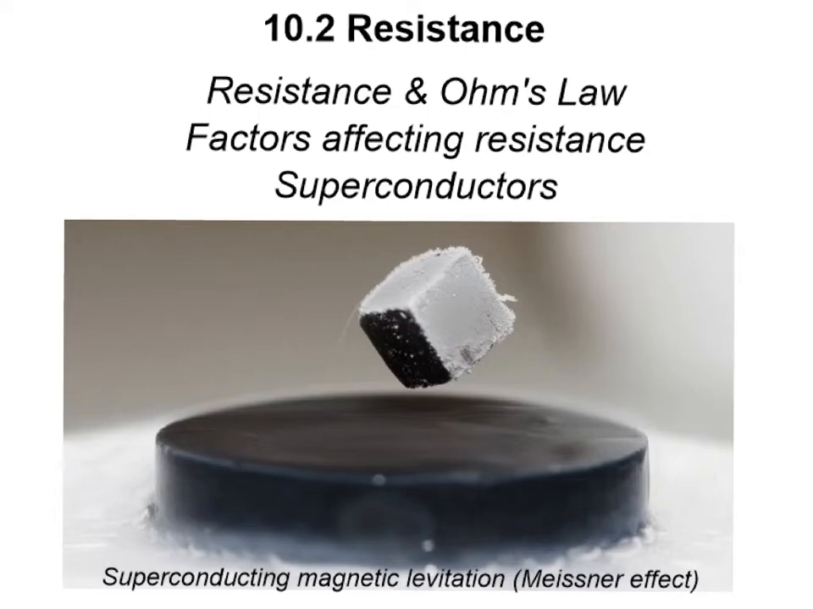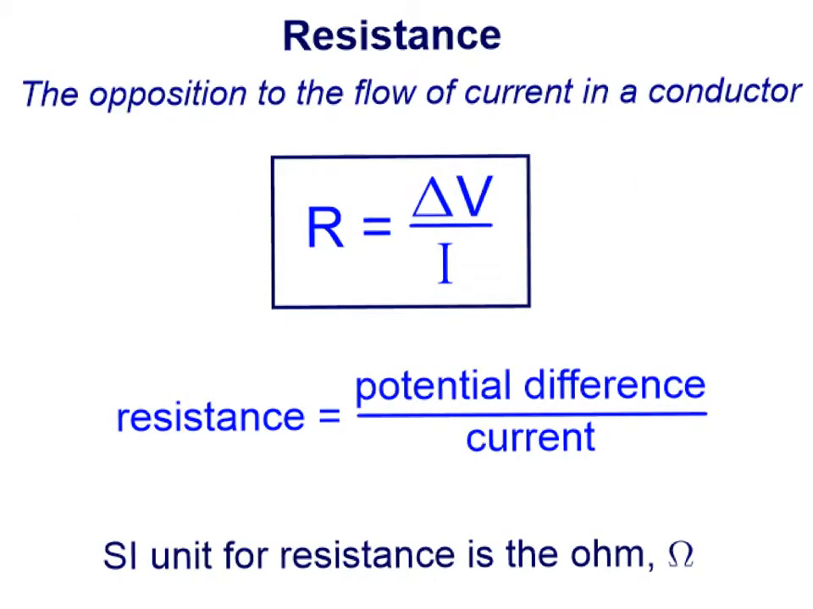We're going to look at what resistance is and what Ohm's law is, what factors affect resistance, and what superconductors are. Resistance is basically the opposition to the flow of current in a conductor. That kind of makes sense. It's the resistance, right? The flow of current is being resisted or opposed.